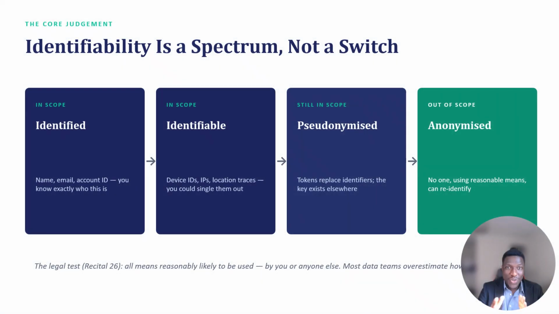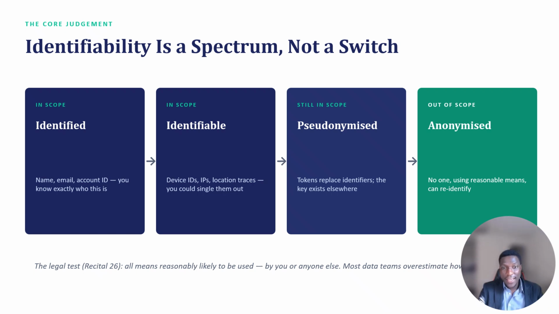The final judgment in this whole field is: how identifiable is this data? Now let's look at the concepts of identified, identifiable, pseudonymized, and anonymized. Identified data means you know who the person is. So it could be name, email, account ID, phone number. They are data that you can use to identify a person or identify data subjects. And this is generally in scope of most and all privacy regulations.